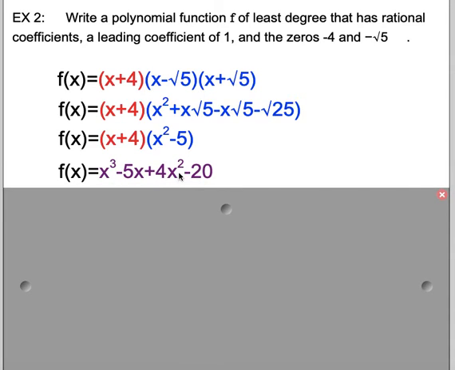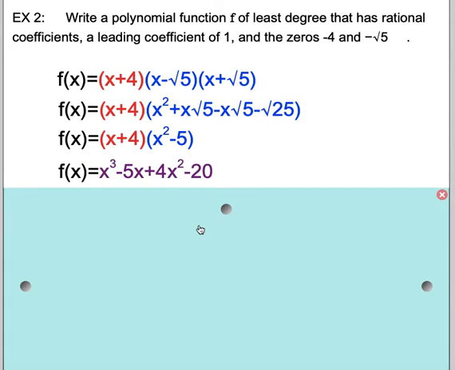So x times x squared is x cubed. X times negative 5 is negative 5x. 4 times x squared is 4x squared. And 4 times negative 5 is negative 20. And there's my answer.